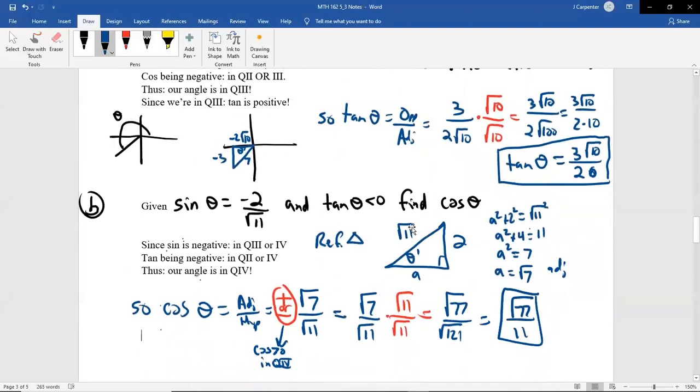So here's what happens on a test. Nobody wants to do this plus or minus thing and figure out which it's supposed to be. So they just pretend everything's in quadrant 1 and they make all their answers positive and they get half of them wrong because of that. And that's a major problem.